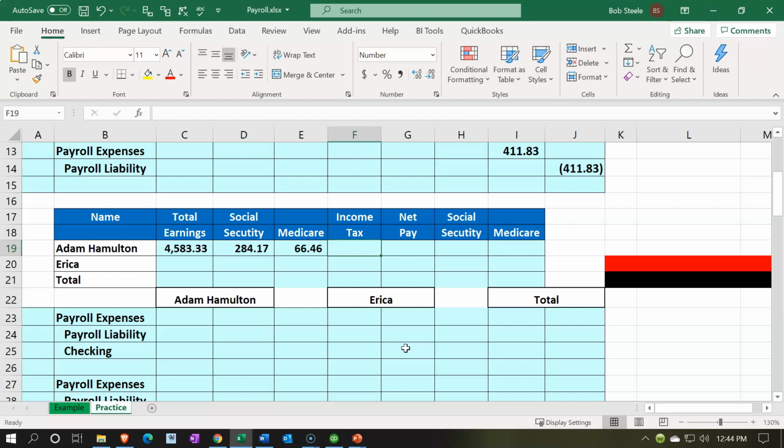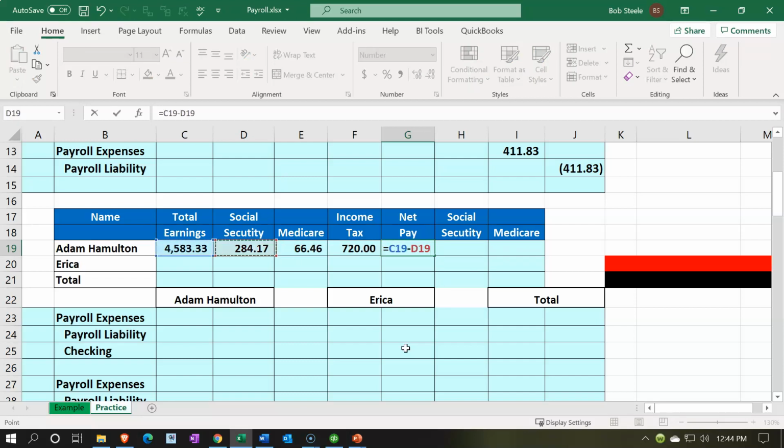We're not going to look it up and pull it from the tables. We do have a payroll course if you want to look into that in more detail. We're just going to say that it's $720 for our purposes here. Therefore, the net check is going to be equal to the total earnings minus the Social Security, minus the Medicare, minus the income tax. So this is the net check.